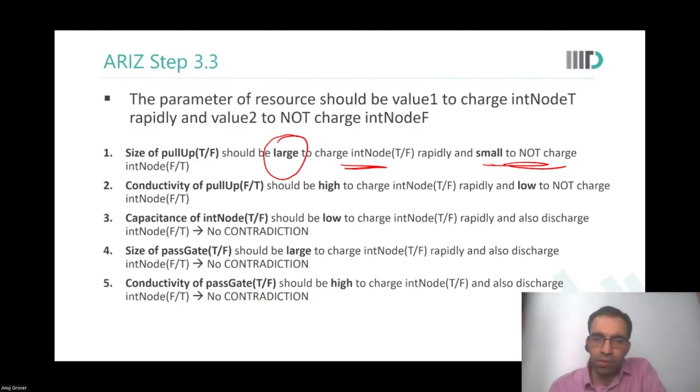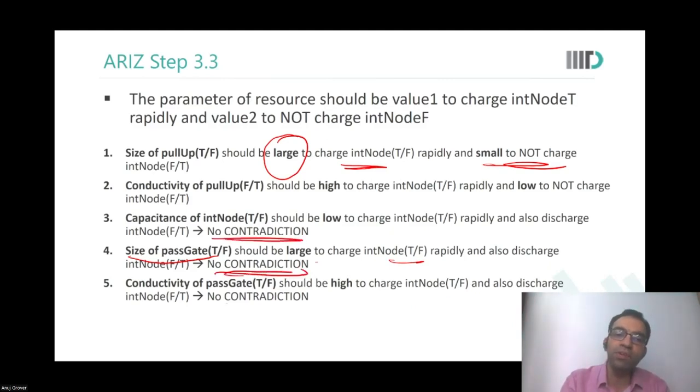So now we look at these engineering contradictions. There are some engineering contradictions already there, and at some places you see there is no contradiction. It says size of pass gate should be large to charge int node T rapidly and also discharge. So there is no contradiction, and this could be a possible solution. Conductivity of pass gate should be high to charge and also discharge. So where there are no contradictions, there clearly could be very easy solutions.